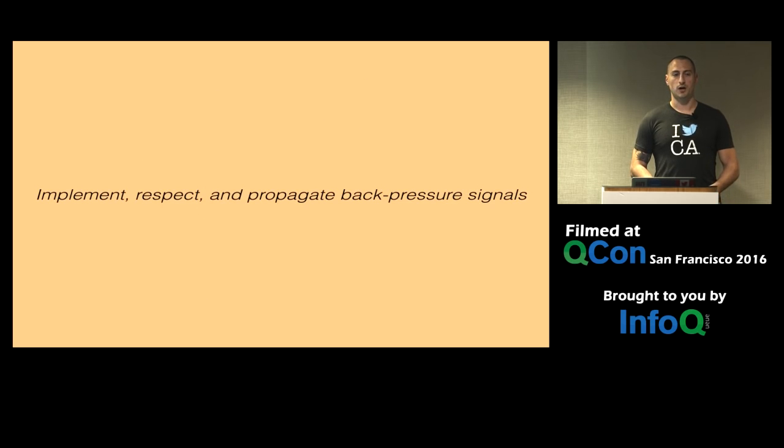So an important resiliency thing that we learned at Twitter is to implement, respect, and propagate back pressure signals. What I mean by a back pressure signal is an exceptional condition that indicates to a service caller that a deterministic failure is present and a subsequent retry will not succeed. Typically, those are load-induced latency or failures.